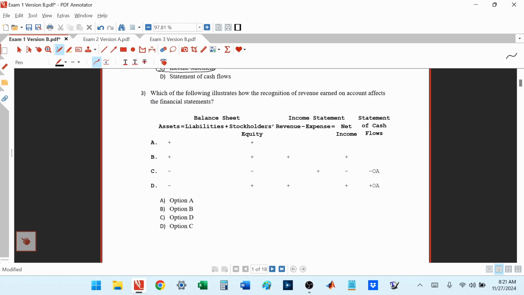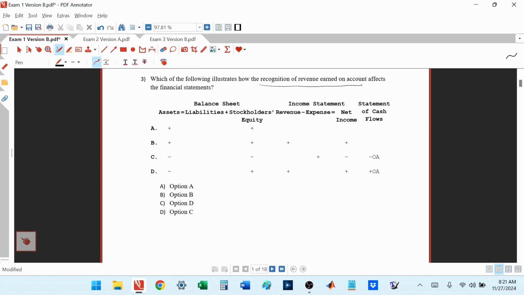Let's do number 3. Recognition of revenue earned on account. Revenue goes up when we recognize it, which implies net income is up, which implies retained earnings is up, which implies stockholders' equity is up. And then on account, that means we have an account receivable with our customer. We do stuff for them, but they don't pay us. Revenue on account. So account receivable up, which means assets goes up.